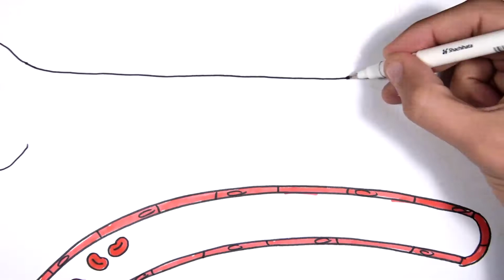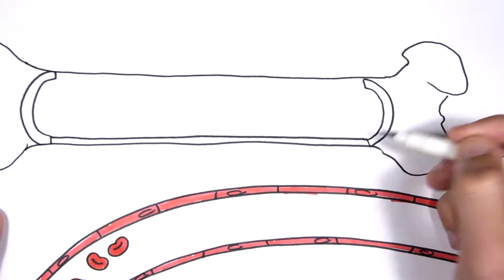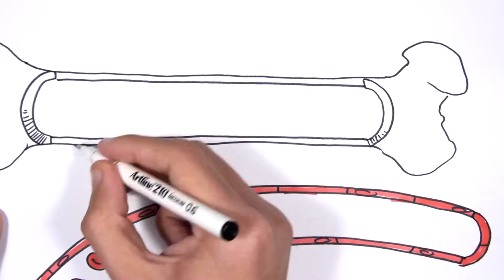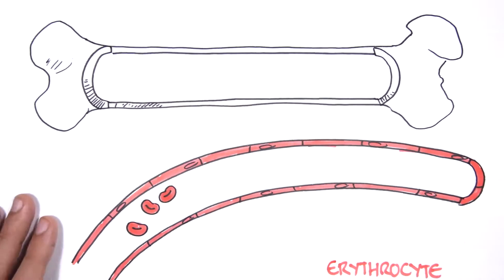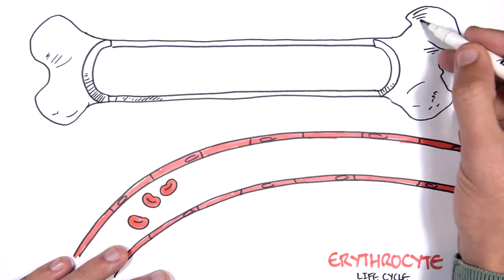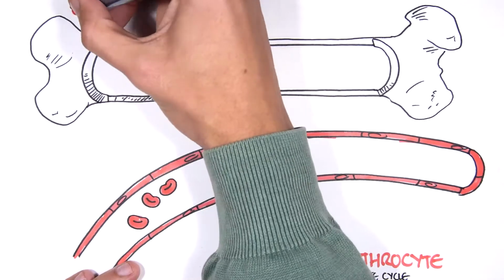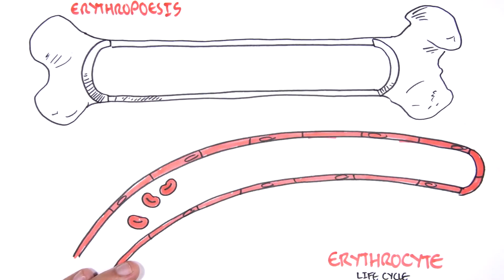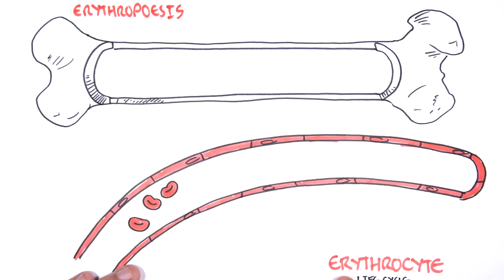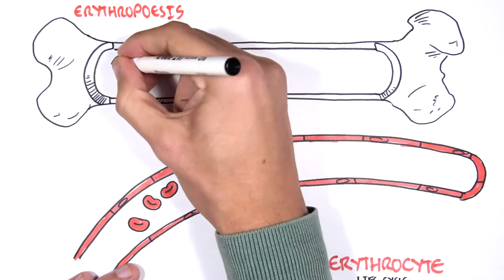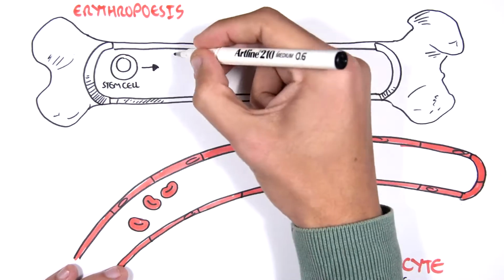But where do the red blood cells come from? Well, they all arise from the bone marrow. So here I'm drawing a bone. The red blood cells come from stem cells within the bone marrow. Erythropoiesis is the term used to describe erythrocyte synthesis, or the production of red blood cells.